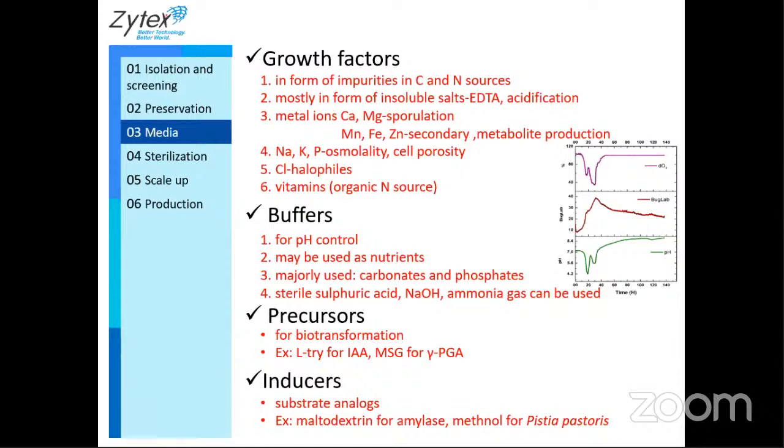You must have used Ajinomoto in Chinese food. It is monosodium glutamate, which is a food enhancer, taste enhancer, and this can be used as a precursor molecule for polyglutamic acid, which is a very good moisture trapping agent and is used for cosmetic application. Now, inducers, they are substrate analogs. Like I want to make amylase, so I will give maltodextrin instead of cellulose or starch, and my organism will start producing amylase.